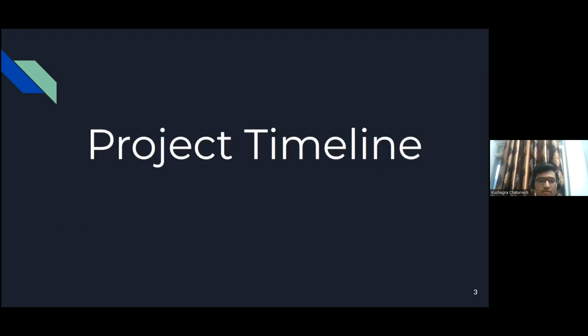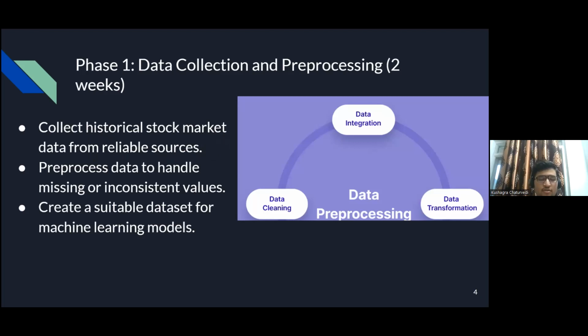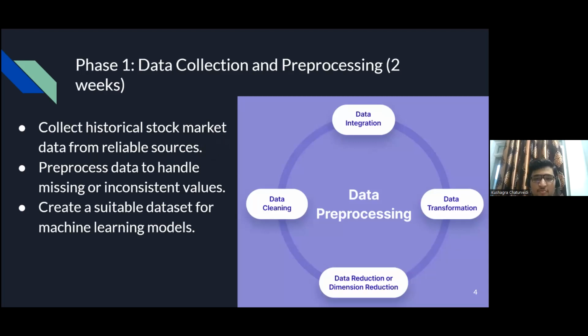Now coming to the project timeline. For the first phase of this project, we have to collect the data and pre-process it. Data collection and pre-processing is one of the most important parts of any machine learning or deep learning project. Here we will first collect data from various sources, and that data is the historical stock market data. The second part will be to pre-process that data.